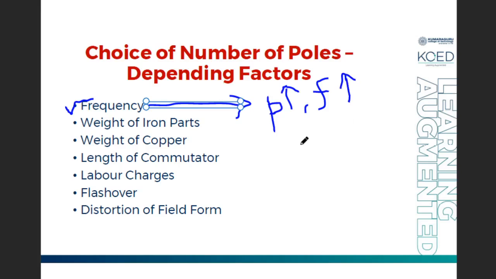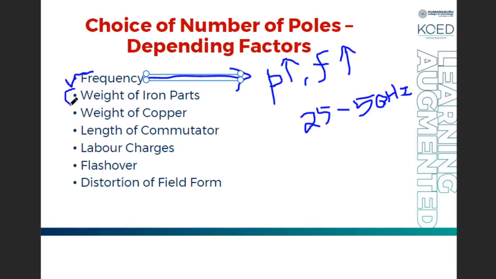But we have to keep in mind, though the frequency increases, it should not exceed a particular range. Say for example, the frequency of the reversal should lie between 25 to 50 Hertz. Only if this frequency lies within this range, there won't be any problem. So while deciding the number of poles, you can go for a larger number of poles, but you have to keep in mind that the frequency should not exceed the range of 25 to 50 Hertz. Next, we shall see these three factors one by one in the coming slides.